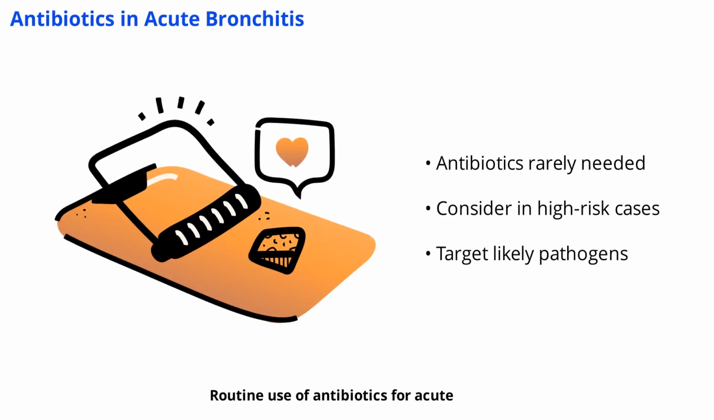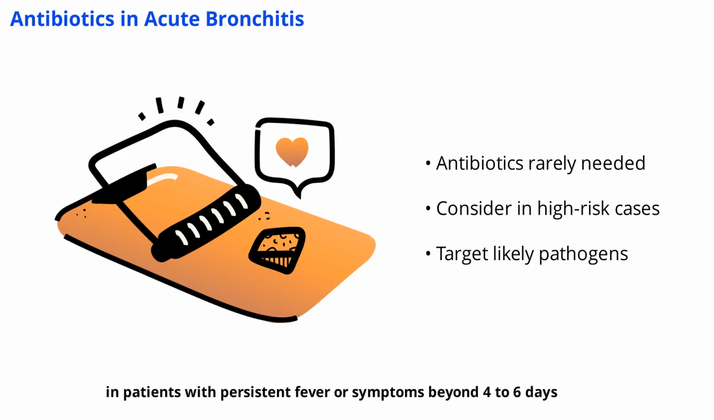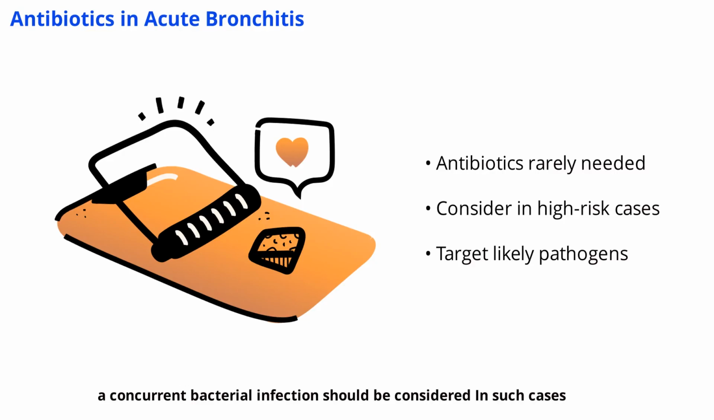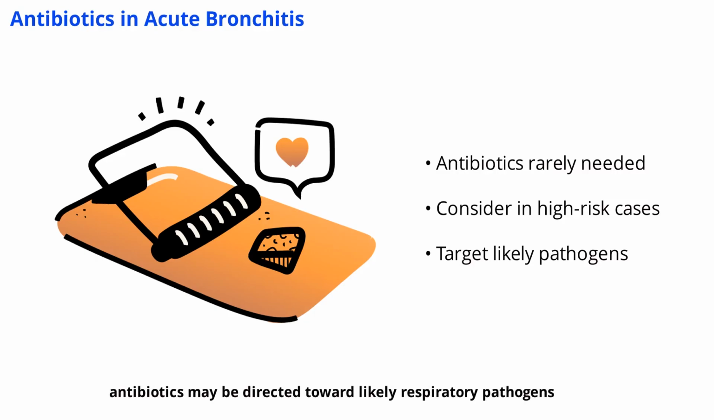Routine use of antibiotics for acute bronchitis is discouraged due to limited benefit. However, in patients with persistent fever or symptoms beyond 4 to 6 days, or those who are elderly or immunocompromised, a concurrent bacterial infection should be considered. In such cases, antibiotics may be directed toward likely respiratory pathogens.